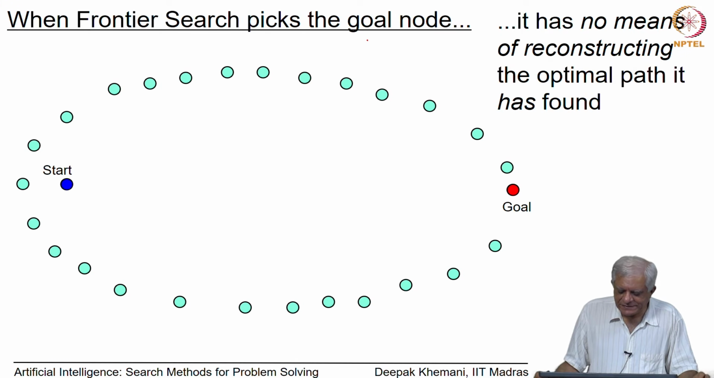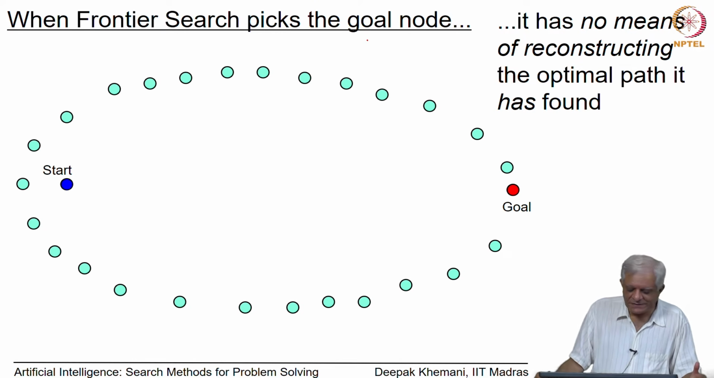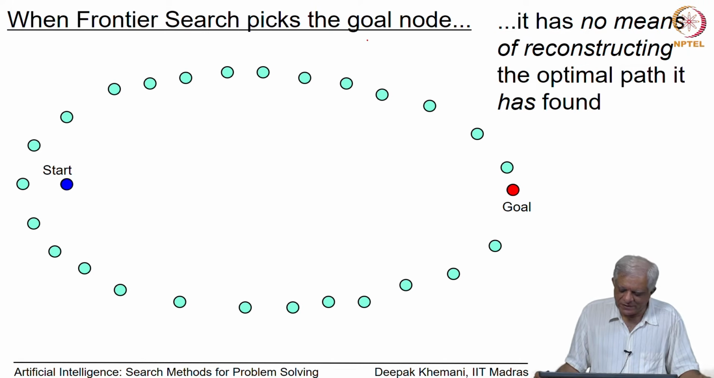Now, the problem is this, that when the algorithm terminates, this is how the set of nodes look. You see a host of nodes on the open list, you see the start node which we already have, and you see the goal node that you have picked up, but the algorithm has no means of reconstructing the optimal path that it has found to the goal node.